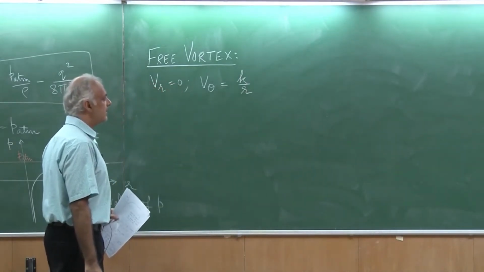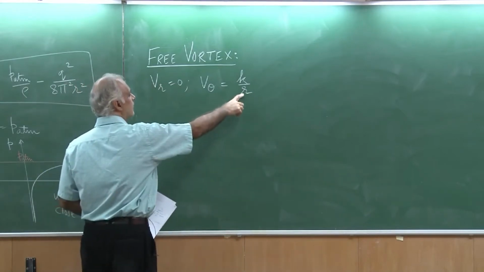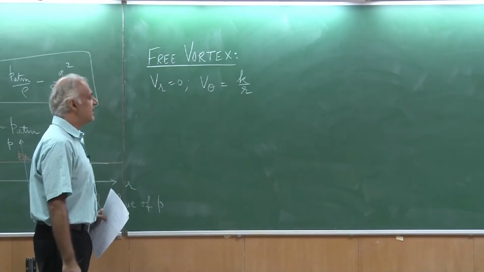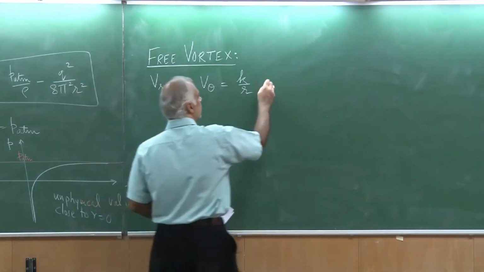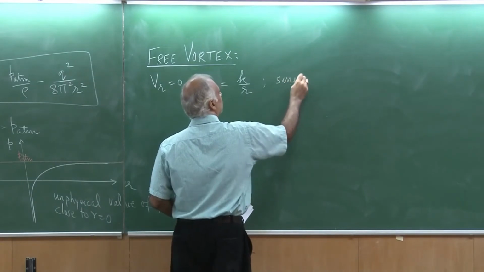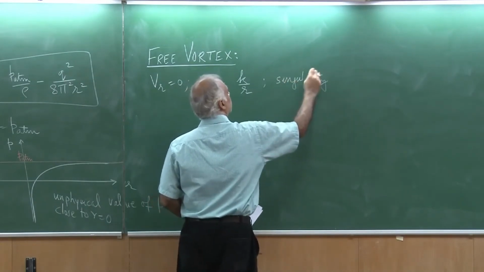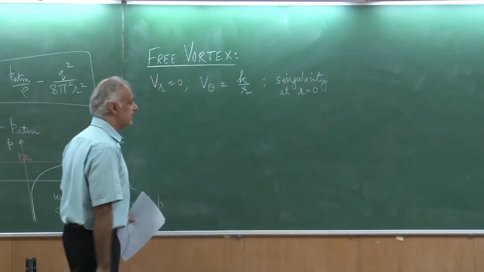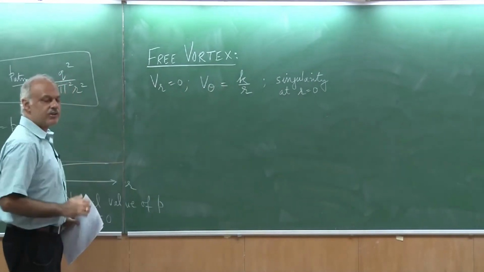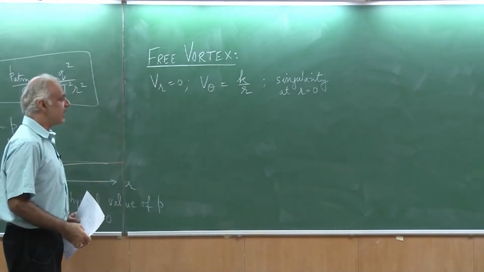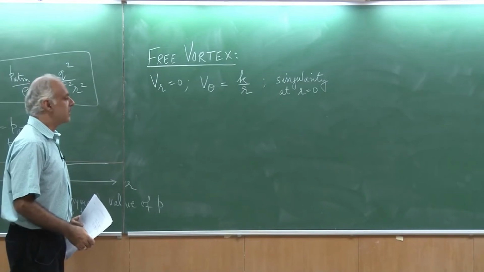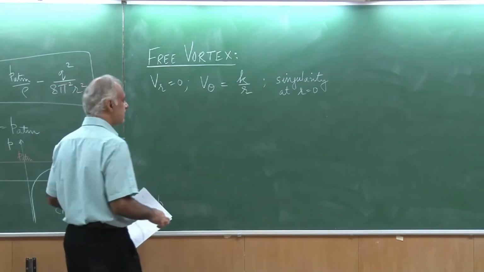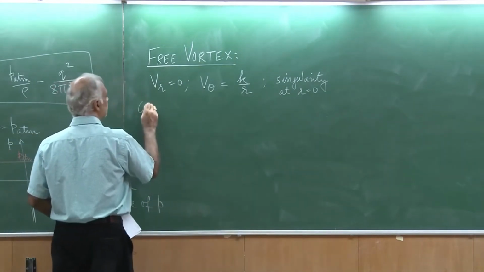Again, you can notice that at r equal to 0 we have a problem. This v theta is extremely large. So let me observe right away that there is a singularity at r equal to 0. Notwithstanding that, we are going to do certain analysis, try to find out the stream function, the velocity potential, and make a comment about the pressure distribution as well. So first thing, the circulation.